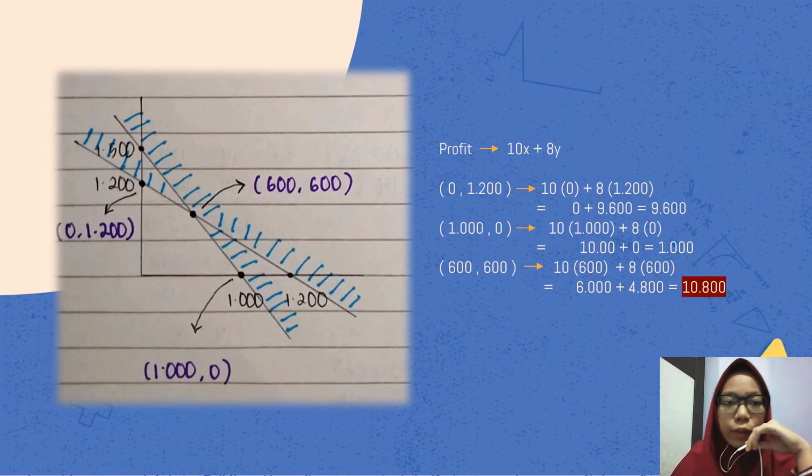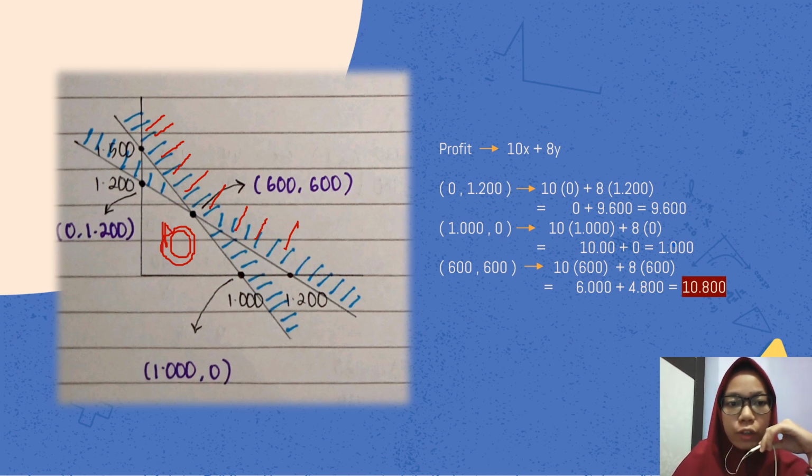So this is the graph. We shade the region above the line because we're not interested in this region. We're interested in the region below the line. This is the feasible region. The feasible region has three corners. The first is 0, 1200, the second is 1000, 0, and the last is 600, 600.